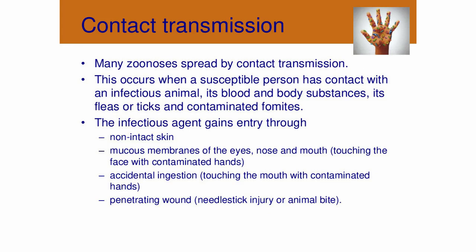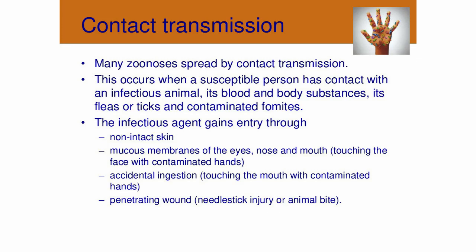So the first mode of transmission is contact transmission, and many zoonoses spread this way. It's the most common mode of transmission. This occurs when a susceptible person has contact with an infectious animal or its blood and body substances, maybe it's fleas or ticks, and contaminated fomite. Fomite is just the technical term for any contaminated item, such as contaminated surfaces or equipment.